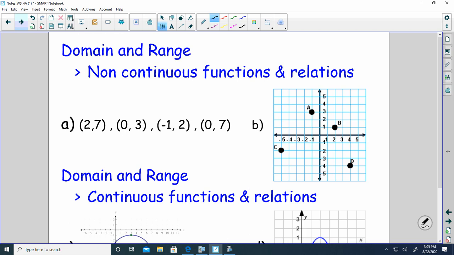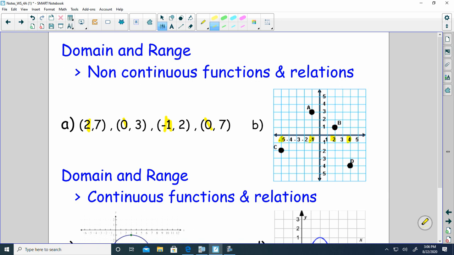Okay, so non-continuous functions and relations. Letter A is not continuous, meaning I just have dots. I would have to pick up my pencil to go from dot to dot. So it's not continuous. You're not including everything in between, as you would with a line. This would indeed be a function, because if we take a look at our x values, we get negative 5, negative 1, 2, and then 4. Those don't repeat. Notice I just looked at the x values.